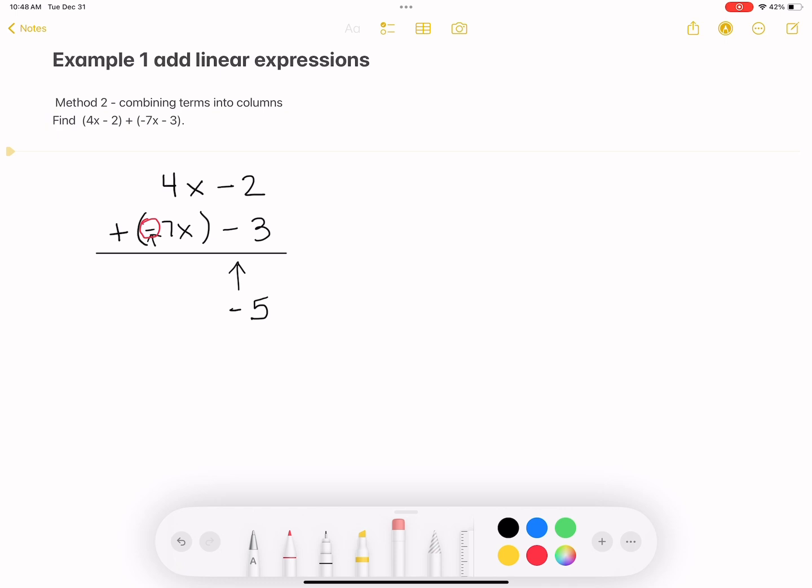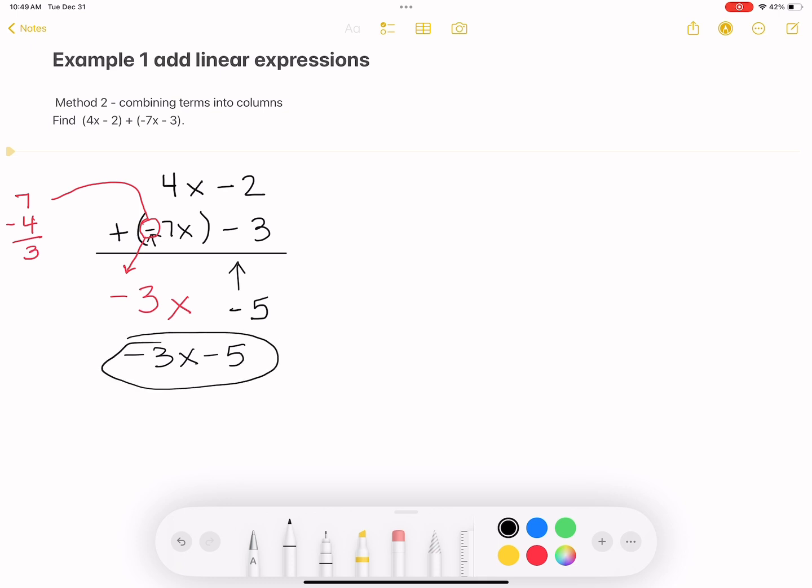The 4 is positive. Remember, we have to take that negative and we take it over here and we say, okay, since 7 is bigger, we're actually subtracting the 4. So 7 minus 4 is 3. But because 7 is bigger and the sign in front of it is negative, we get a negative 3x. All right, so our final answer is going to be negative 3x minus 5. And that's our final answer.